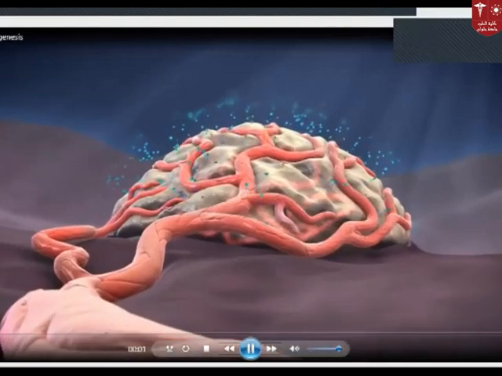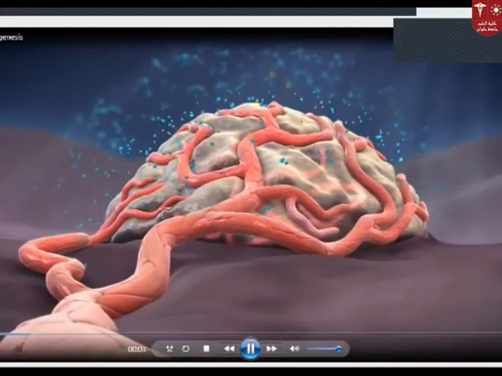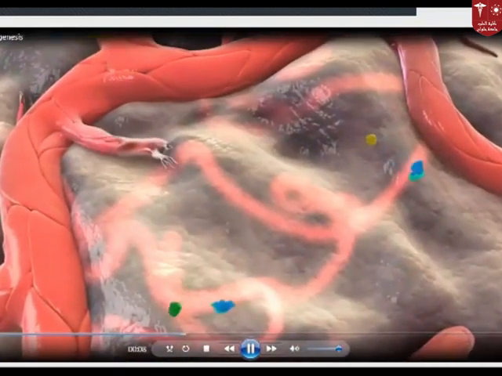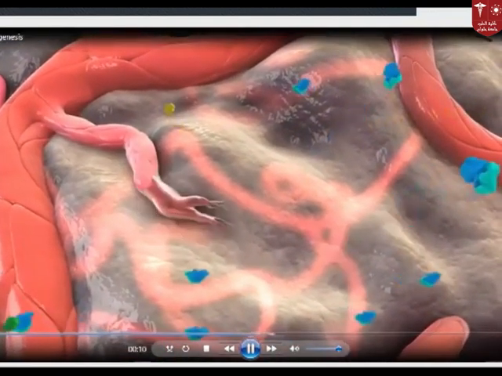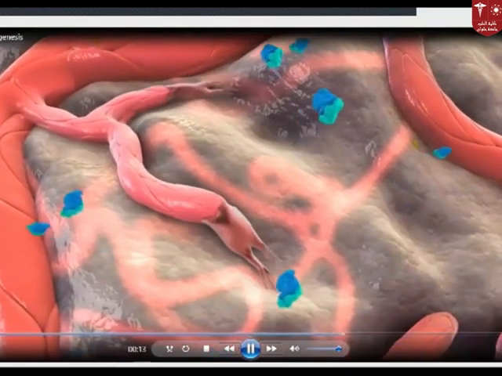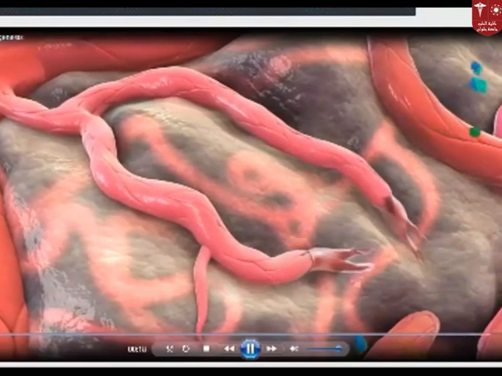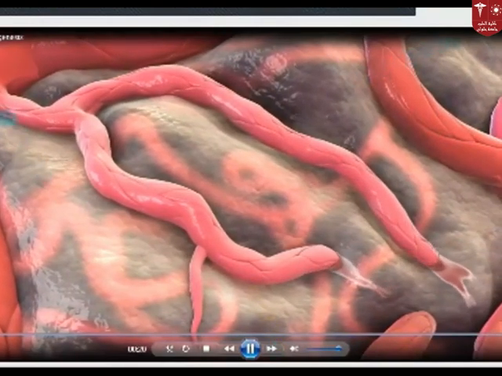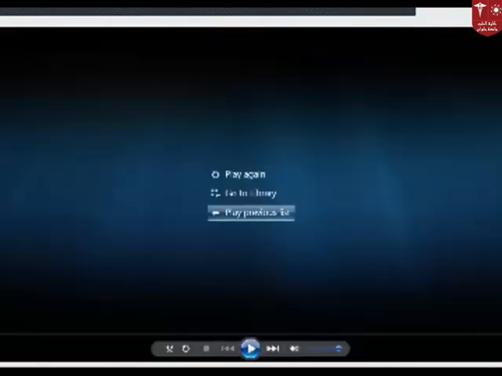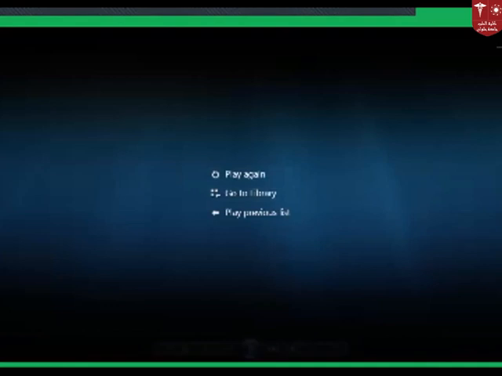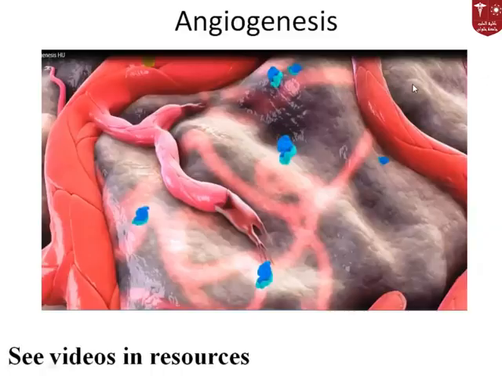Yeah. These are the vessels that supply the tumor, right? Let's have a closer look. What is that? Vessel formation, right? Yeah, new vessels are formed rapidly, but they are weak vessels. Okay, this is called angiogenesis. These are the vessels that will rupture and cause hemorrhage inside that tumor. I hope you got the idea of angiogenesis, and you now know that angiogenesis is more prominent in malignant tumors.